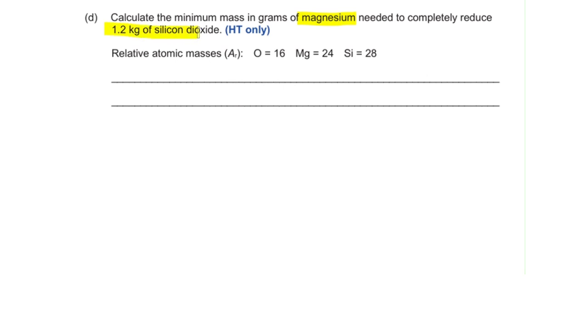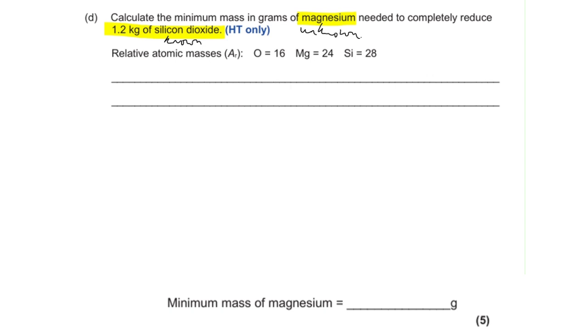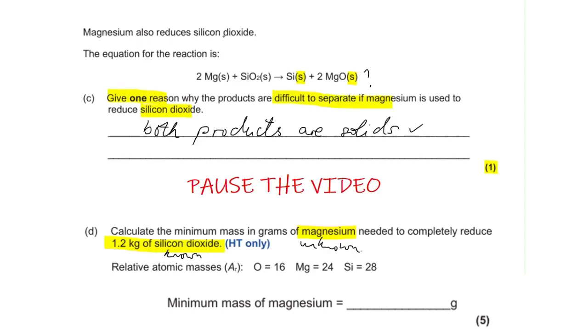Now the second question, this is the actual reacting masses one. Calculate the minimum mass in grams of magnesium needed to completely reduce 1.2 kilograms of silicon dioxide. And you've got the relative atomic masses there. So our silicon dioxide, we've got 1.2 kilograms, so that's our known. So the magnesium is the unknown. Again, pause the video, have a go, whichever method you use, see what you come up with.